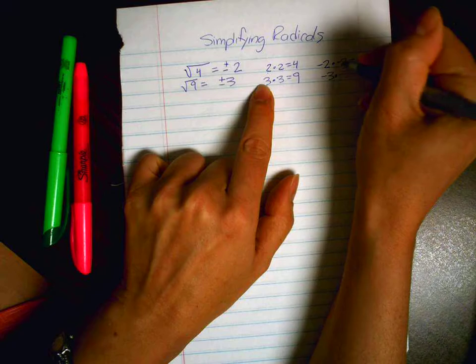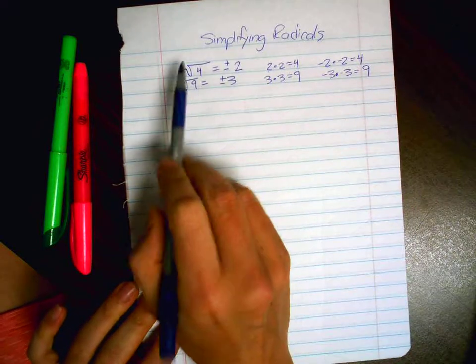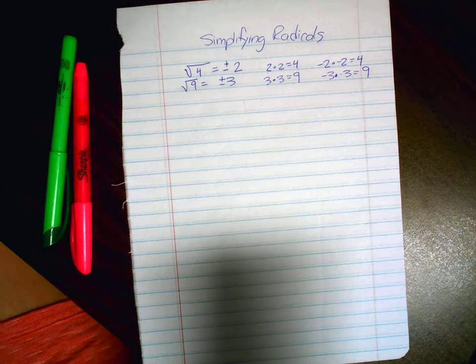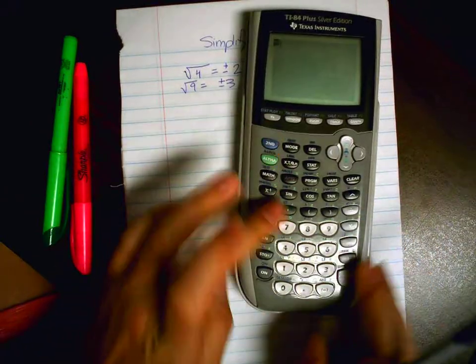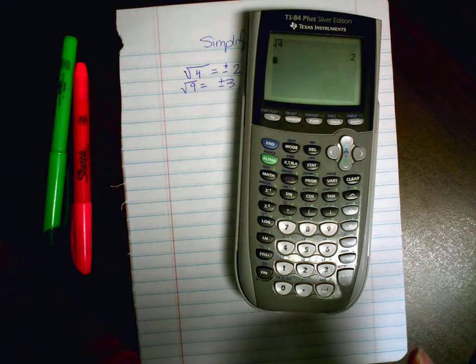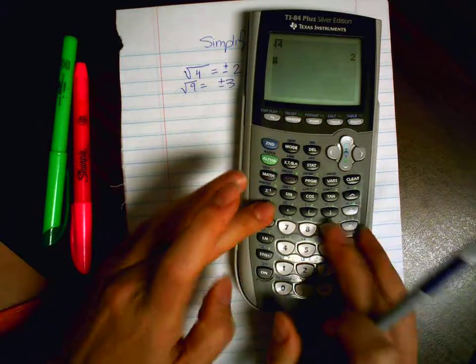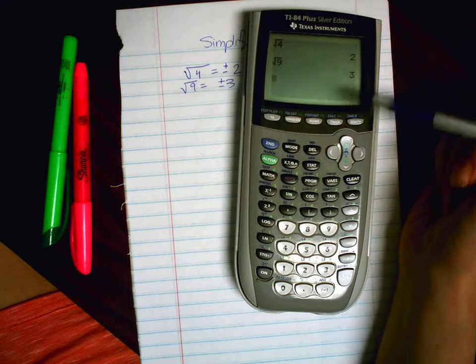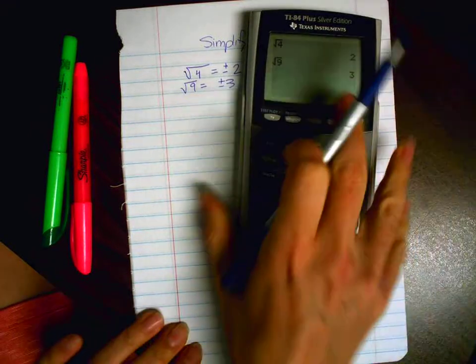All right, so these are perfect squares, right? There's no decimal part. If I were to put those in my calculator, I would see that the square root of 4, that's it. I just get 2. It's not 2.56, it's just 2. Square root of 9, it's just 3. And realize that your calculator is not going to give you the plus or minus, so you're going to need to remember to do that on your own.